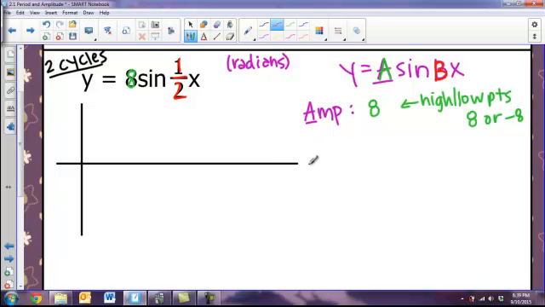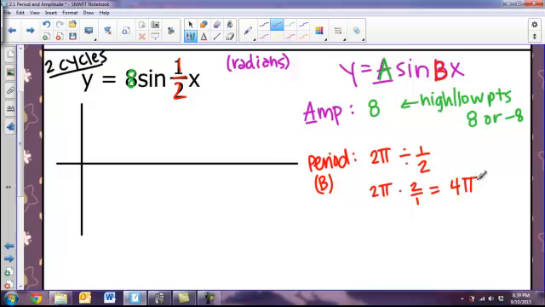Okay, B tells you your period. So if I wanted to find my period length, I'm going to take a full cycle, which is 2 pi, and then I'm going to divide it by whatever number is b. So b is 1/2 in this case. We've got some tricky fractions going on in here. Remember, you keep the first, you change the sign, you flip over the second, and you find out that 1 full period is going to happen every 4 pi radians. So what this is telling you is that your cycle or your period is 4 pi long. So it keeps going for that long.